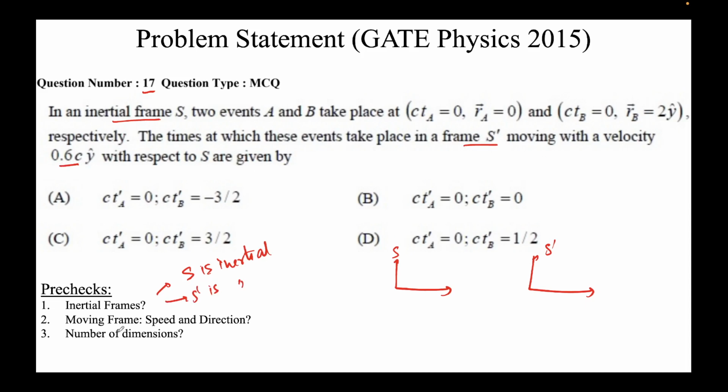The second pre-check we do for the moving frame is: what is the speed and direction? The question says the speed is 0.6c ŷ, so I'm assuming the direction to be y. So this frame S prime is moving at a speed of 0.6c in the y direction, or ŷ. The problem only talks about y coordinates, so we can ignore the x and z components and say it's a one-dimensional problem, and that dimension is y.